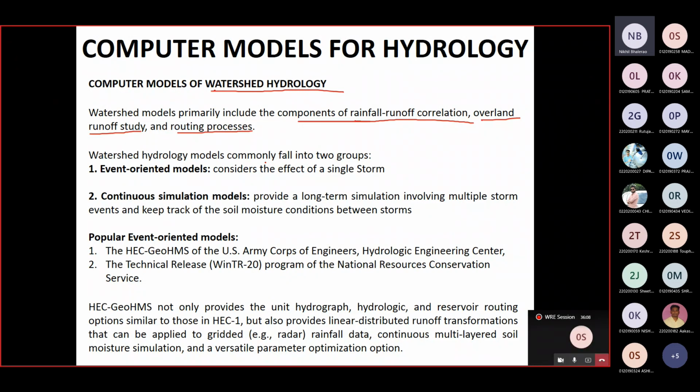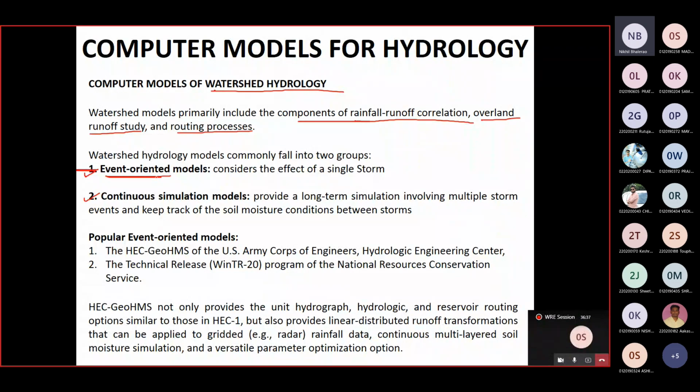If you are going to study watershed hydrology, these models fall into two groups. One is called the event oriented models, and the second one is called the continuous simulation model. When we say event oriented model, what do we mean? For a single day, for a particular time duration, there is a rainfall, maybe 2 hours or 3 hours out of 24 hours.